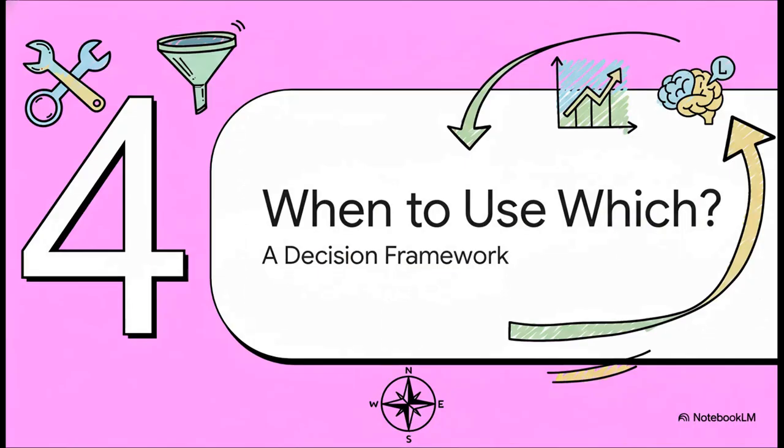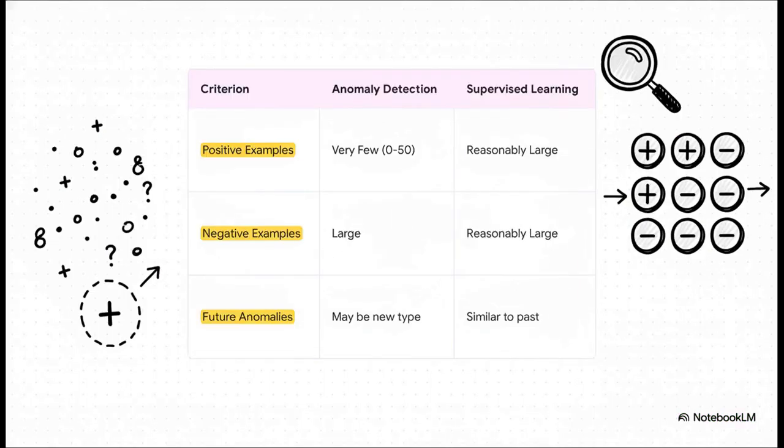Okay, so we've looked at our two big questions, the data imbalance and the nature of future anomalies. Now let's just snap it all together into a super simple framework you can use to make the right call every time. And here it is, all laid out. This chart basically says it all. You look at your positive examples. Are they super rare, like 0 to 50? And could your future anomalies be totally new? If yes and yes, you go with anomaly detection. But if you have a solid number of both positive and negative examples, and future problems will probably look like old problems, then you go with supervised learning. It really is that clear.